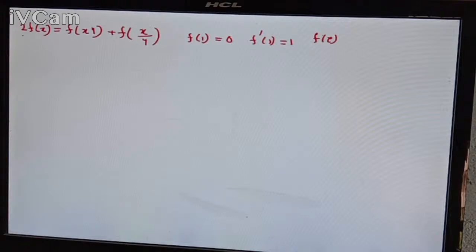Now this is another functional equation, and 2f of x equals function of xy plus function of x by y. Again, I am giving you 2 minutes to solve this problem. Just try it yourself. Just 2 minutes.